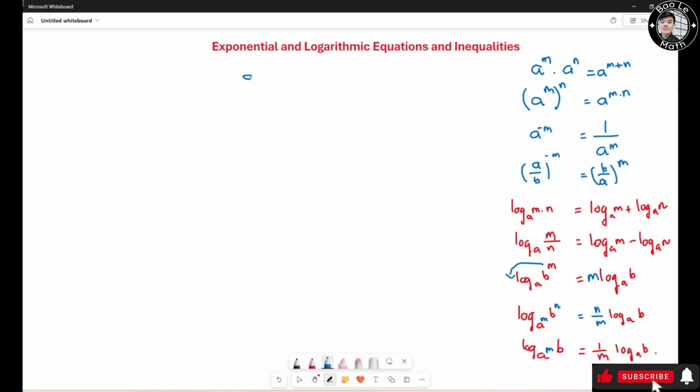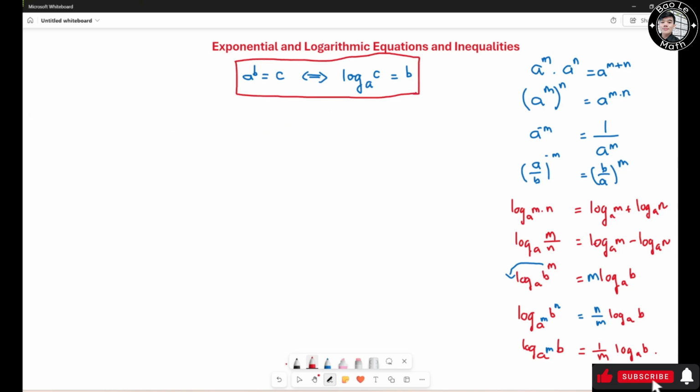You have the formula between the exponential form and the logarithmic form. So if you have a raised to the b equals c, you can convert this into the logarithmic form. This turns out to be log base a of c equals b. So keep this formula in mind. You can convert back and forth.